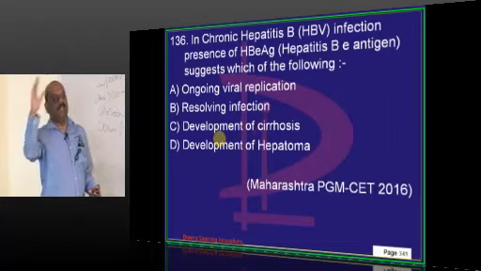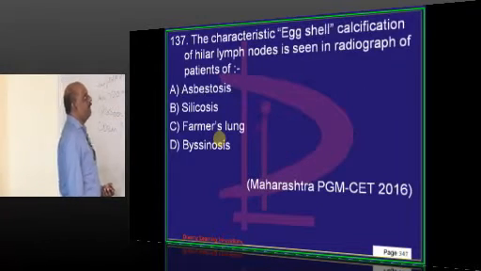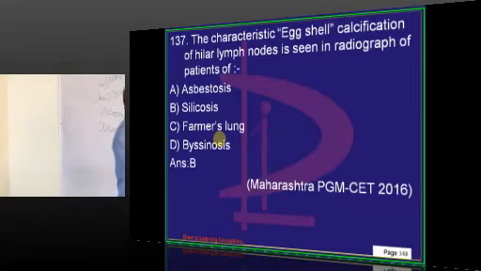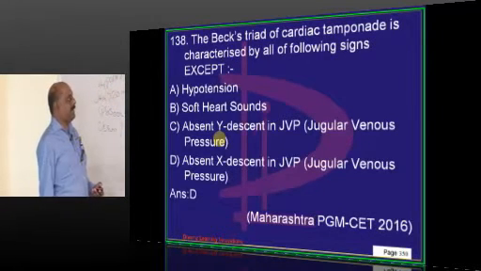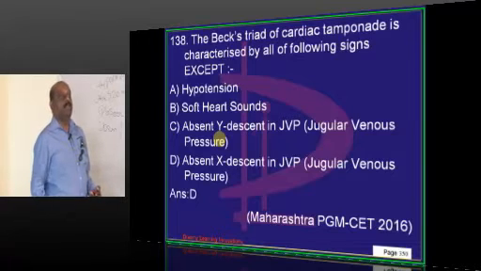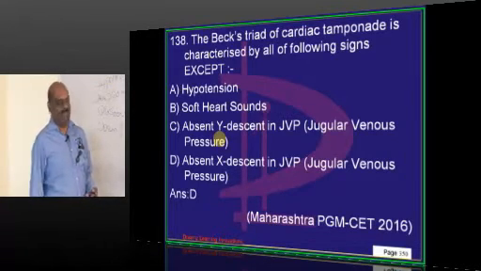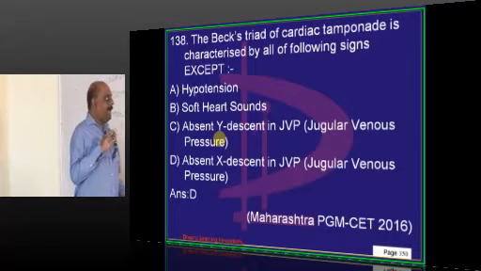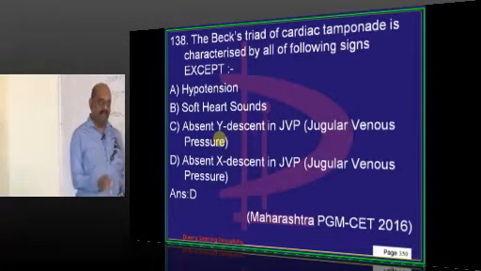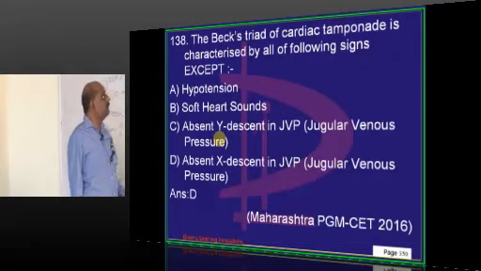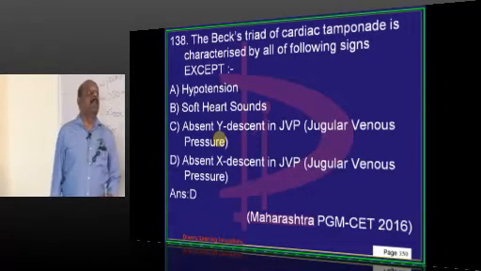On hepatitis B, hepatitis C, without that no paper. So envelope antigen is basically for what, doctor? Ongoing viral replication. Axial calcification is basically silicosis. Beck's triad is seen in cardiac tamponade. Then what are the JVP findings in cardiac tamponade? Many times we discussed this question. Absent X descent is not the feature. Absent Y descent is the feature in cardiac tamponade.